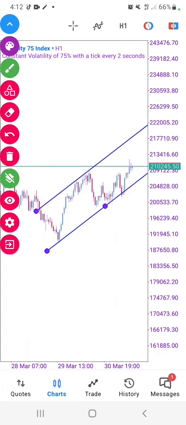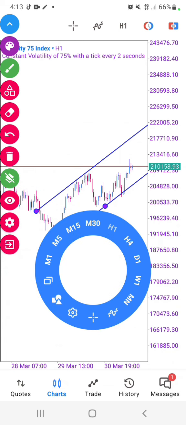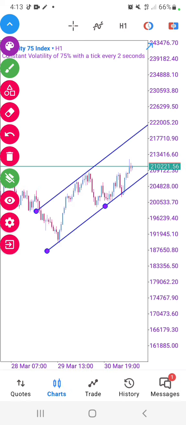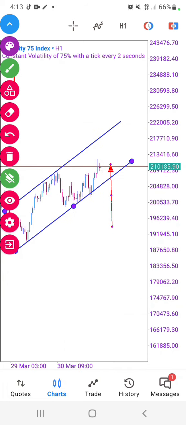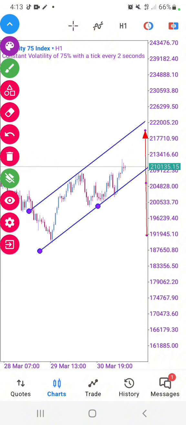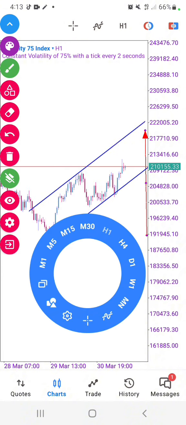So this is our overall direction. We are going up. Are you getting the point? Our overall direction, we are going upward. We are looking for buys so that we don't forget. Are you getting the point? So the next step is to go to M5.